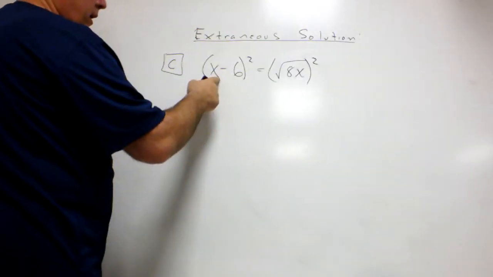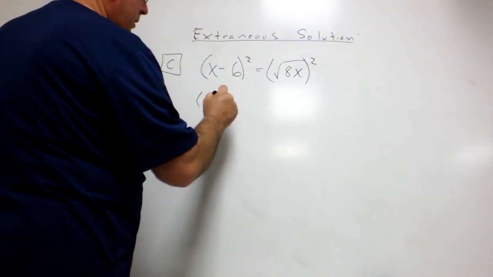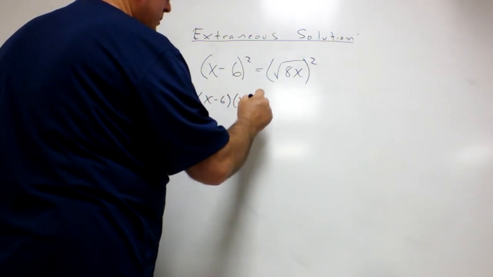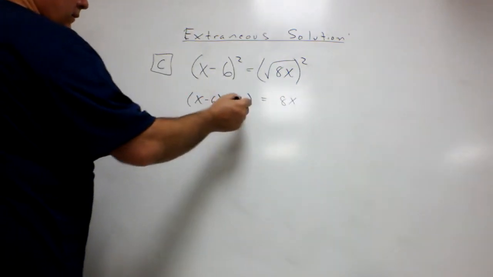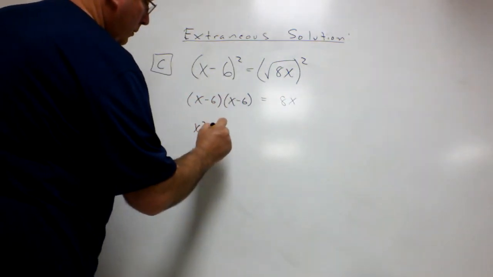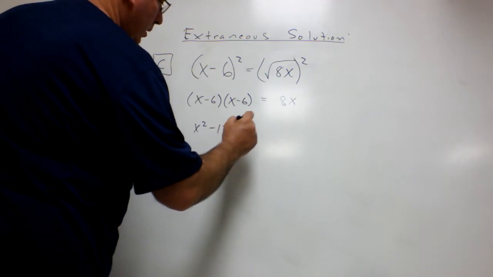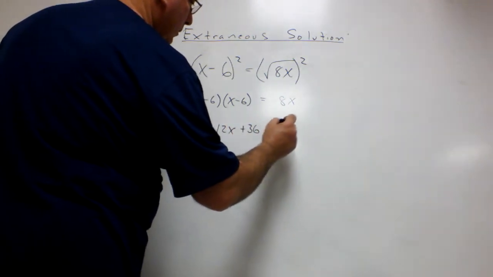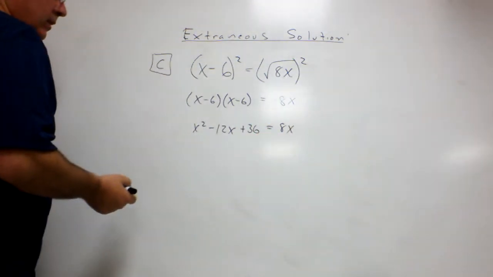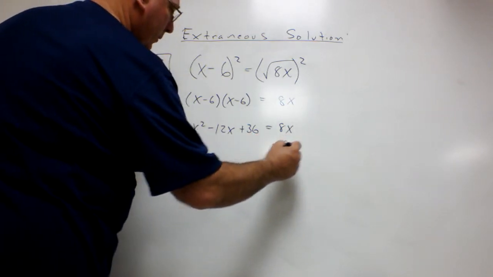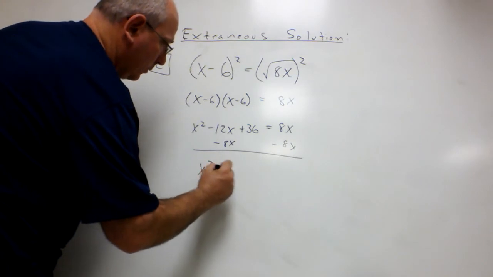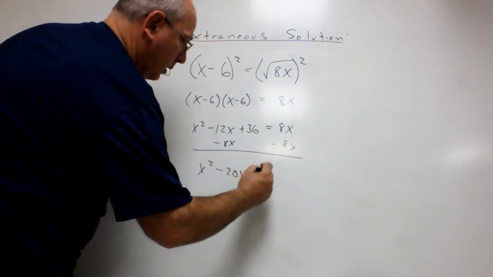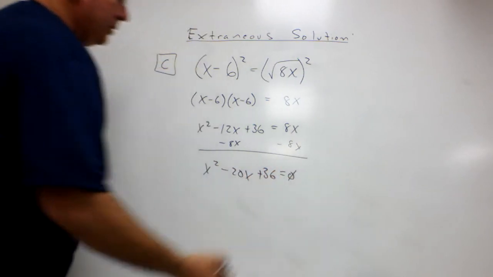And x minus 6 squared is x minus 6 times x minus 6, which is going to equal 8x. This side becomes x squared minus 12x plus 36 equals 8x. We would subtract 8x from both sides to get x squared minus 20x plus 36 equals 0.